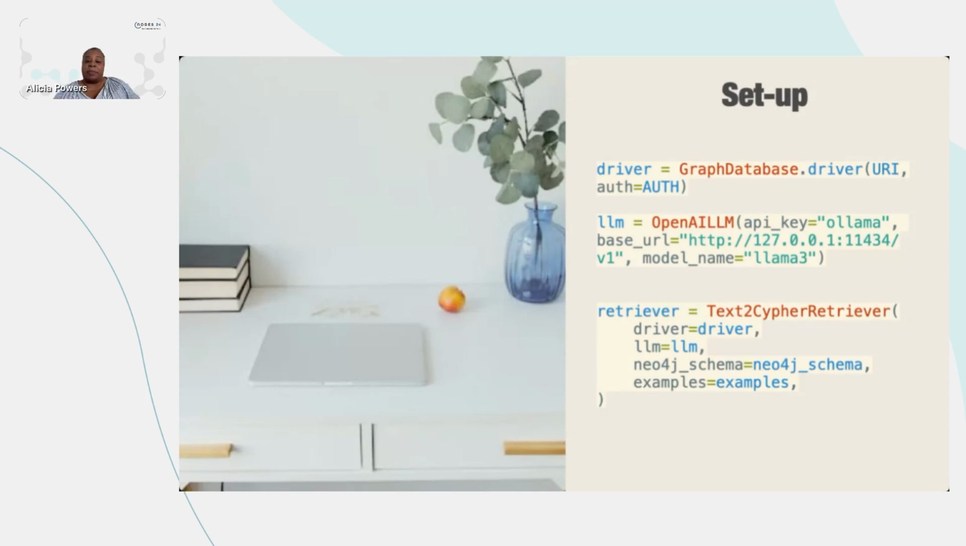This is just the setup. There's the connection to the database, which is the first, the driver, and then you talk about the LLM. The reason I put this up there is that for the retriever, you have the option to include the schema and examples. They're not required. I found for my use case, examples were absolutely necessary to get Cypher that was helpful to me. And the schema was very important and was used, but I didn't have my data set up in a way to make the best use of it.